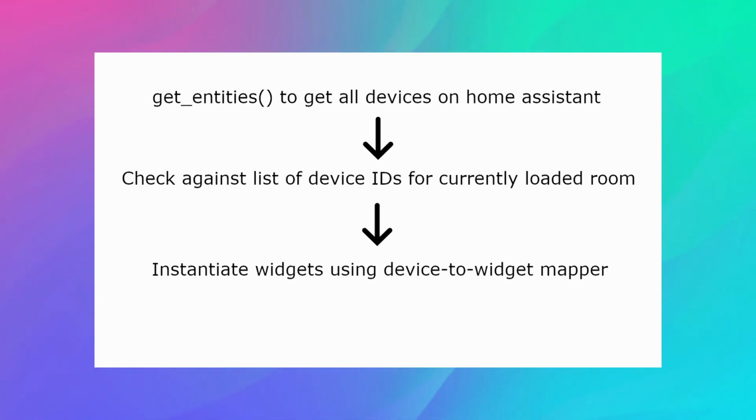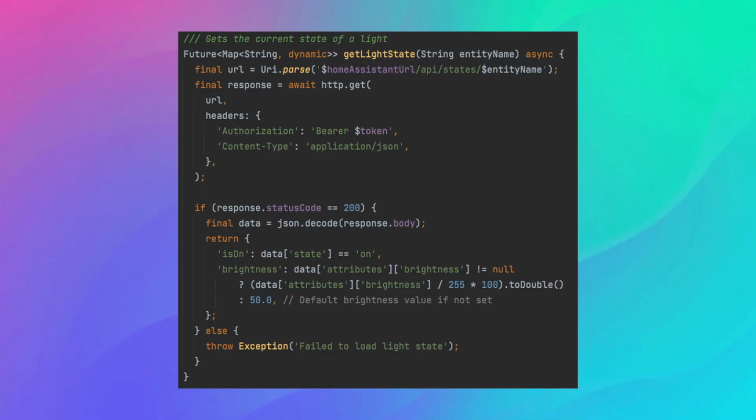Next, I'll cover the getter functions. These are used to get information about devices on the network. For example, I have one to get the sunrise and sunset, one to get the on and off state of a light, and one to get the color state. These functions are used by corresponding widgets to update the UI on the app. For example, when the light widget loads, it will check the on-off state of the light using getLightState and update the widget to show the user if the light is on or off.